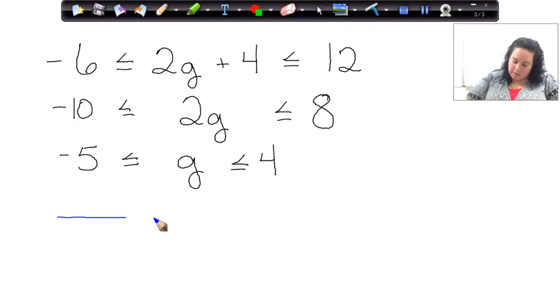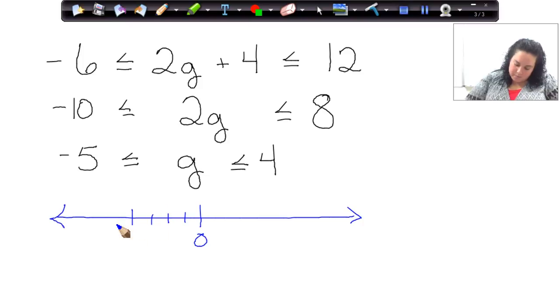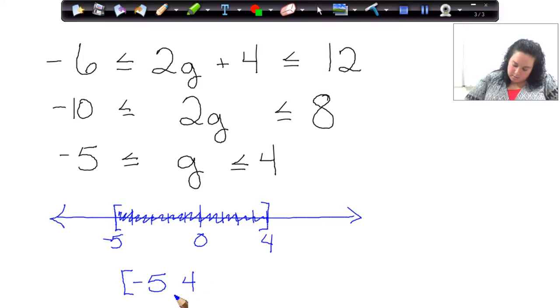So if we were going to graph this on a number line, we would have 0, 1, 2, 3, 4, negative 5, and positive 1, 2, 3, 4. Okay, g is going to be in between these two, including them. So we can use a bracket here, or we can use a closed-in circle, and then we'll shade in the middle, because g is in the middle. And if we were going to write this in interval notation, we would write it this way. Okay, great.